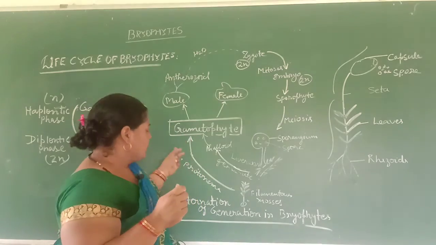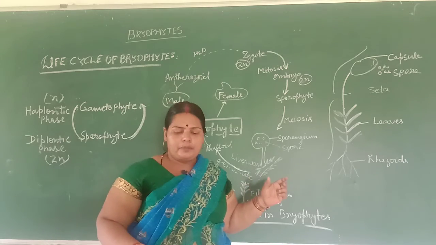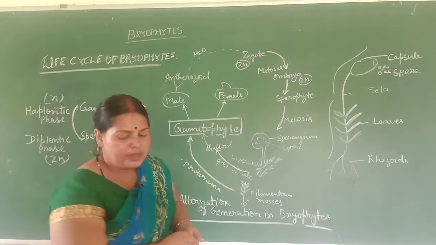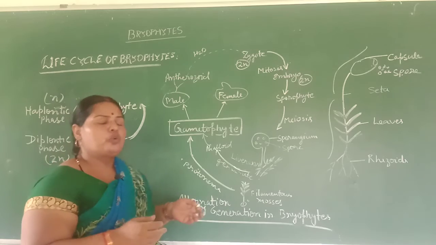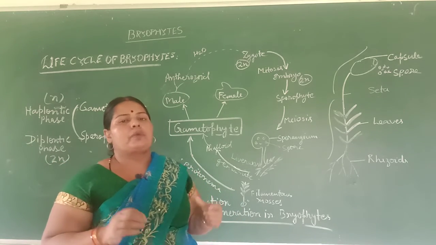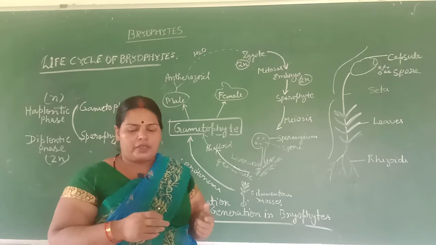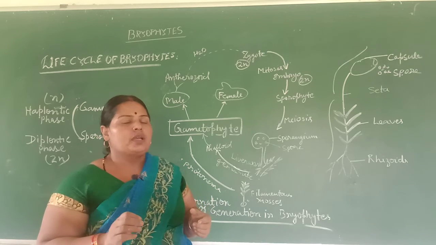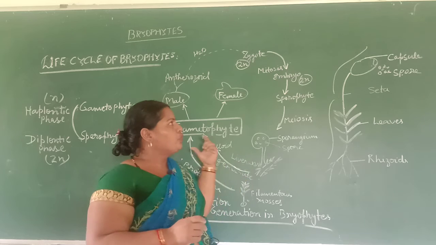So you see the alternation of generation in the bryophytes. Students, when the haploid to diploid conversion takes place, mitosis is involved, and when the diploid is converted to haploid, that is the process of meiosis. So students, learn this very carefully.